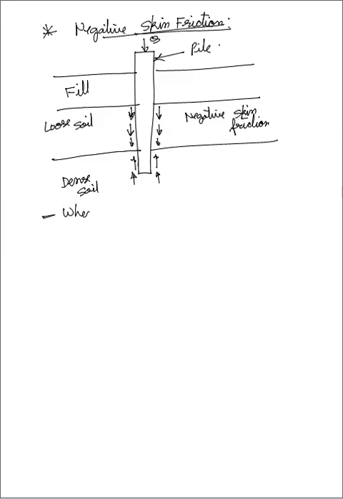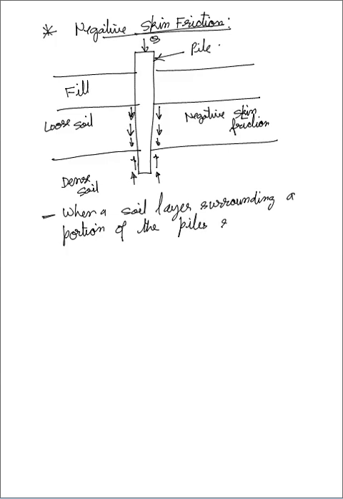This is your pile which should ideally go in downward direction and the friction should be in upward direction. So when a soil layer surrounding a portion of the pile settles more than the pile, basically it is a downward drag. Remember this term, downward drag.